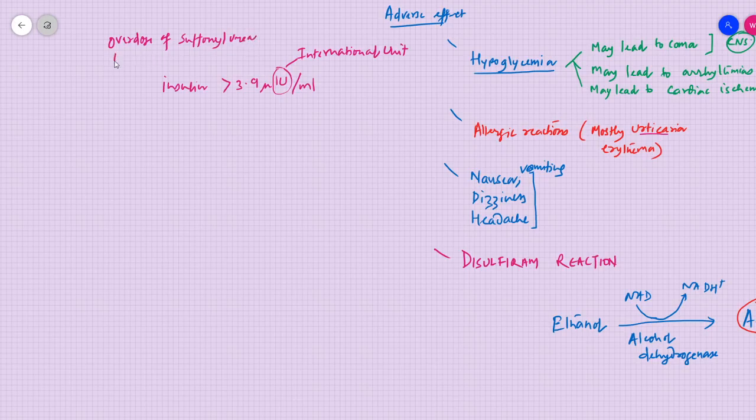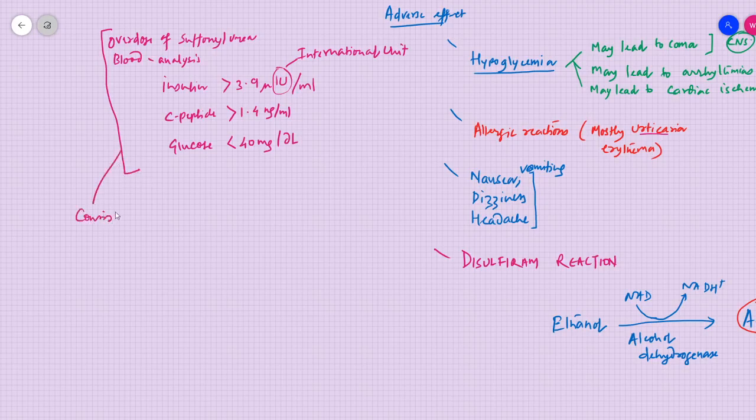The blood picture, the blood analysis would show insulin to be greater than this, and C-peptide would be greater than 1.4 nanogram per ml, and glucose, so we are talking about hypoglycemia, so glucose should be really less, so glucose would be 40 milligram per deciliter. Okay, so this picture is consistent with sulfonylurea-induced hypoglycemia. So that would be the blood picture.